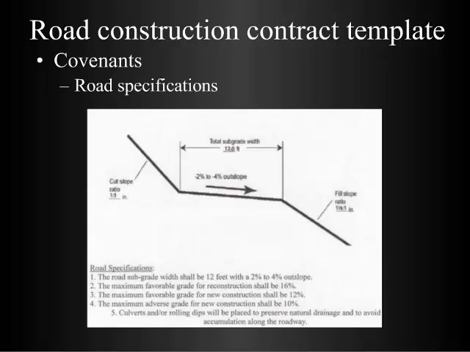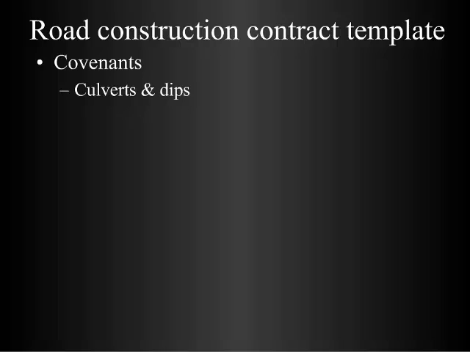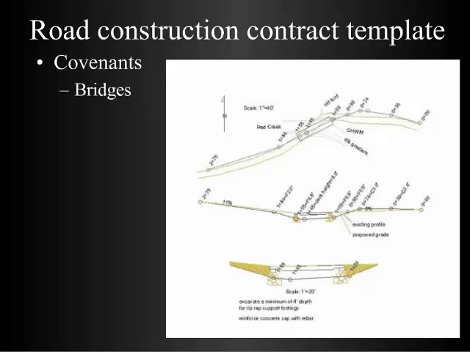Specify your subgrade width. In this particular contract, specified maximum favorable grade and adverse grades. And then talking about basically maintaining and preserving the drainage, what you want in there, whether it's culverts, rolling dips, or drive-through water bars. This particular contract actually had a bridge in it, a flat car bridge. So it's nice to have a plan view and a cross-sectional view with enough information that they can place it.